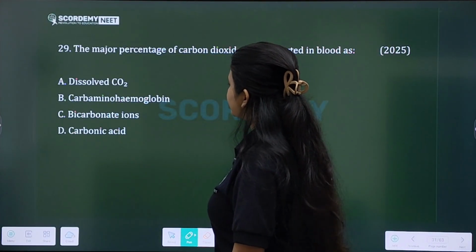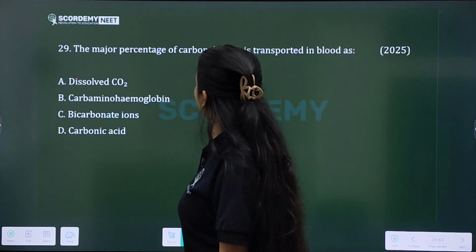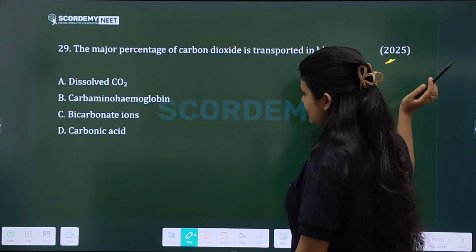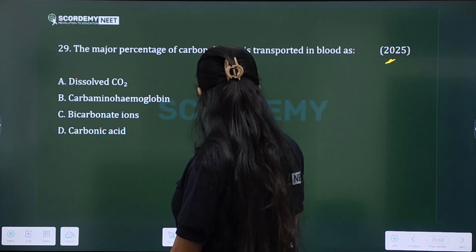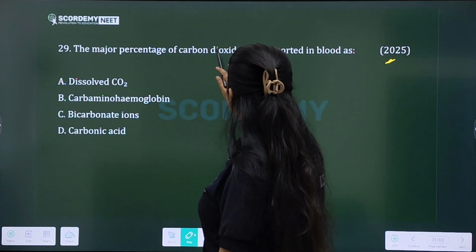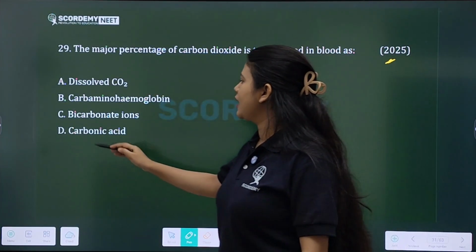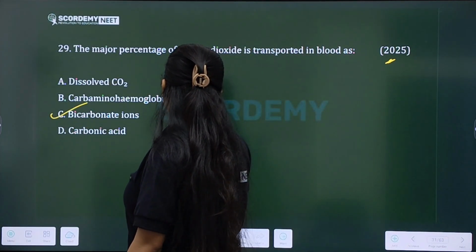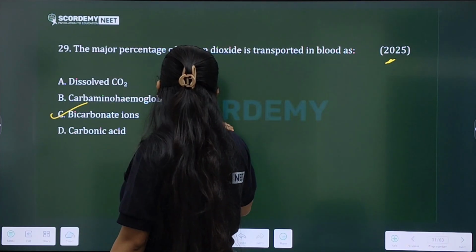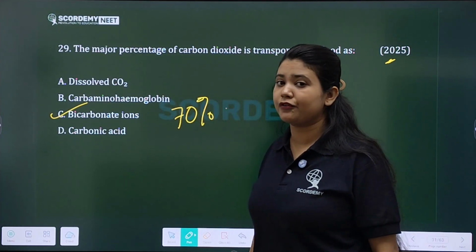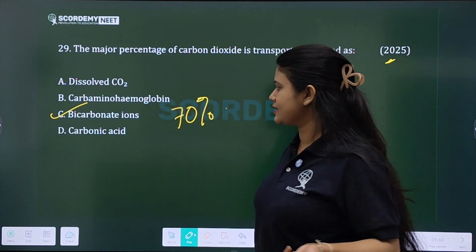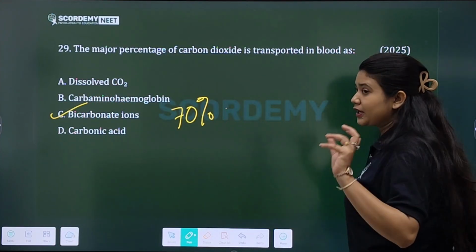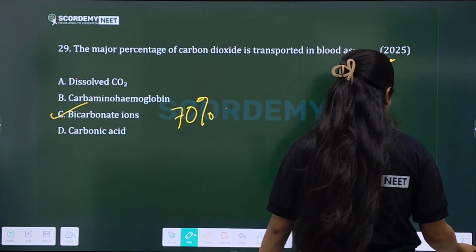Then next: the major percentage of carbon dioxide is transported in blood as, a 2025 question. See, the major percentage of carbon dioxide, again it is bicarbonate ions. I said 70%, right? 70% of your carbon dioxide is transported in the form of bicarbonate ions in blood. Again a repeated concept, or you can say not a repeated question but a repeated concept, isn't it?